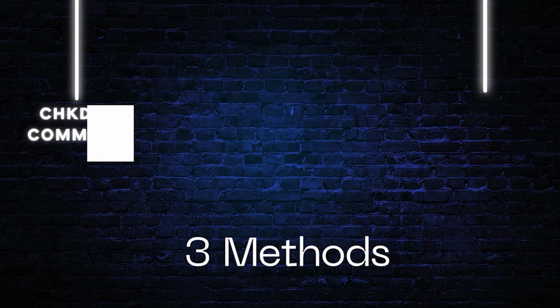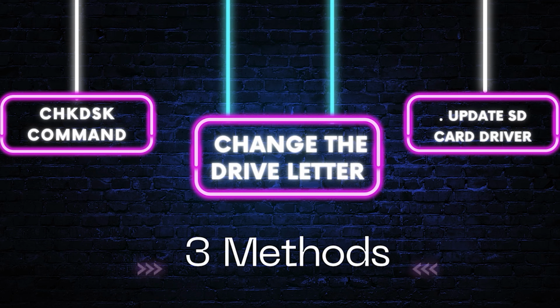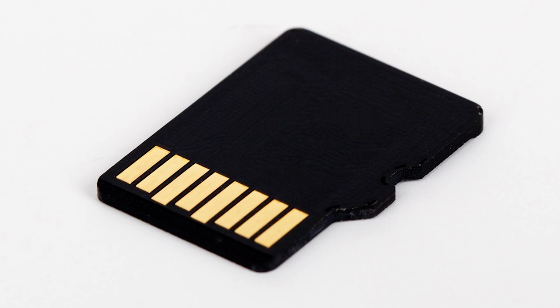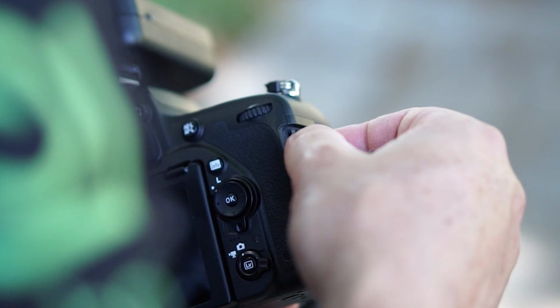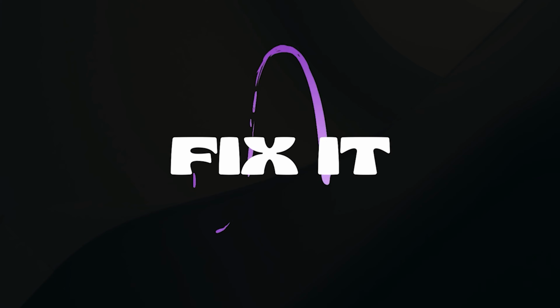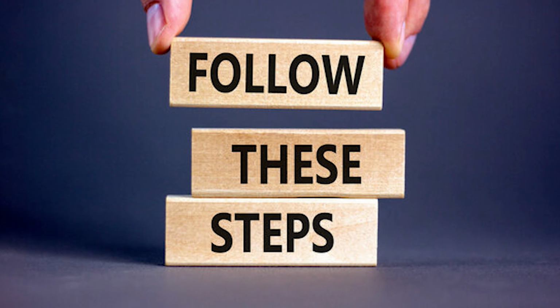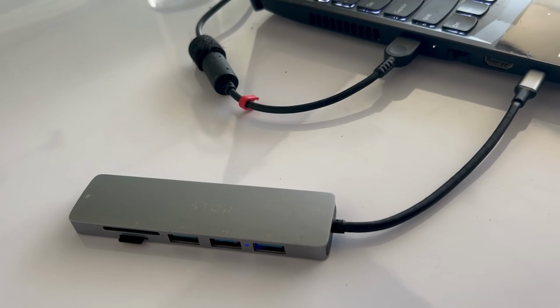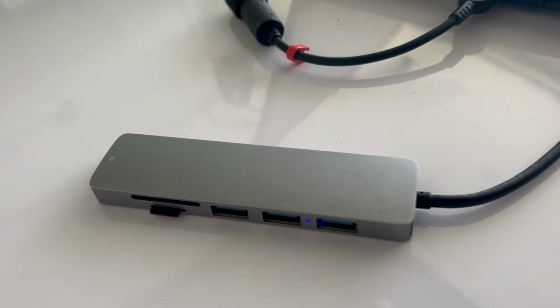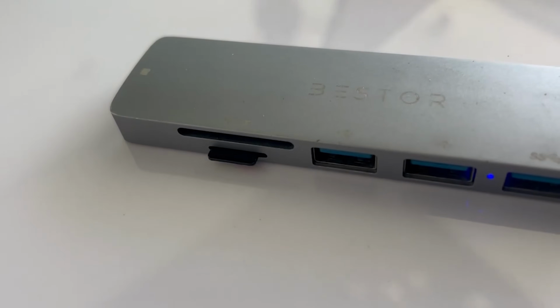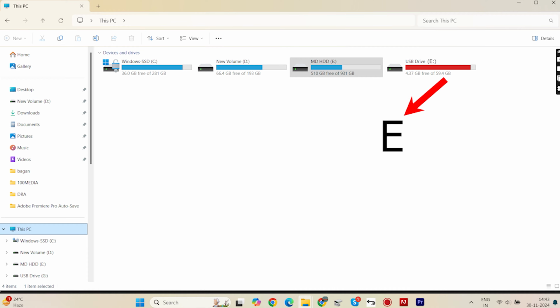I am going to share 3 methods that can repair your corrupted SD card without formatting or losing your data. If you get your SD card corrupted due to incorrect ejection, then you can fix it using the CHKDSK command on your PC. To do this, follow these steps. First, connect your SD card to your PC using an SD card reader and note the drive letter. In this video, it is the letter E.